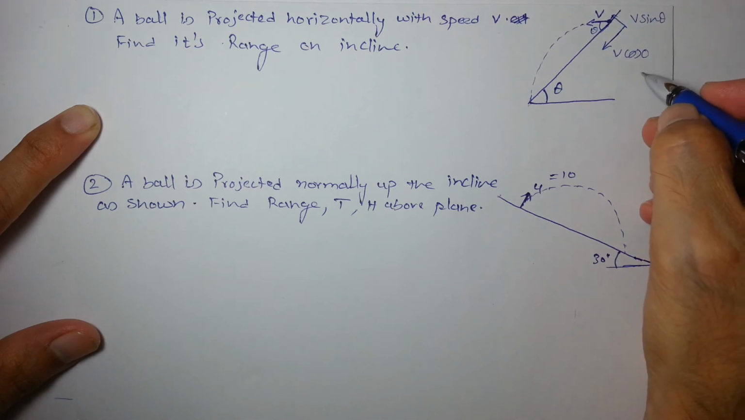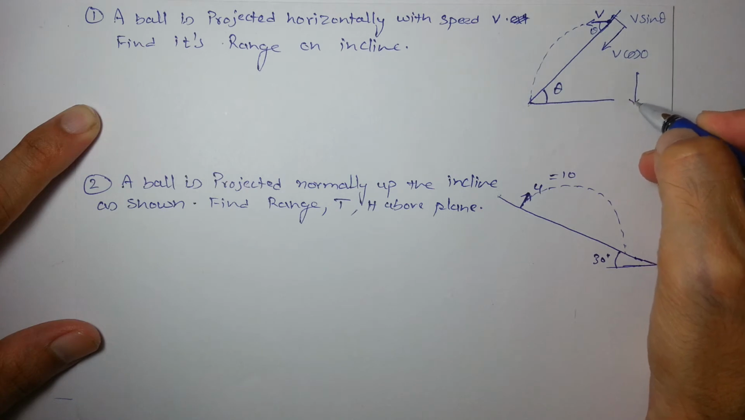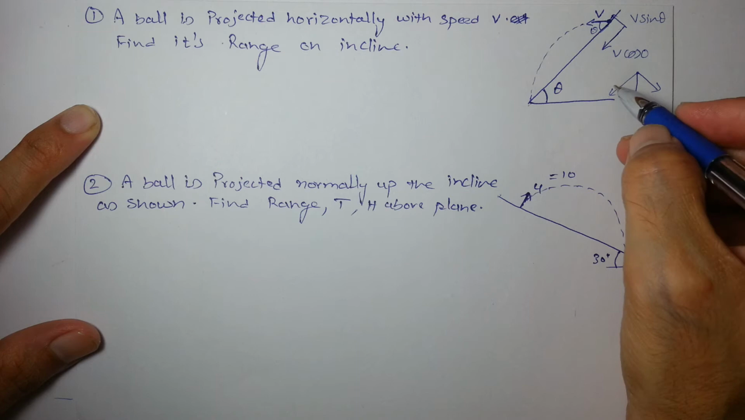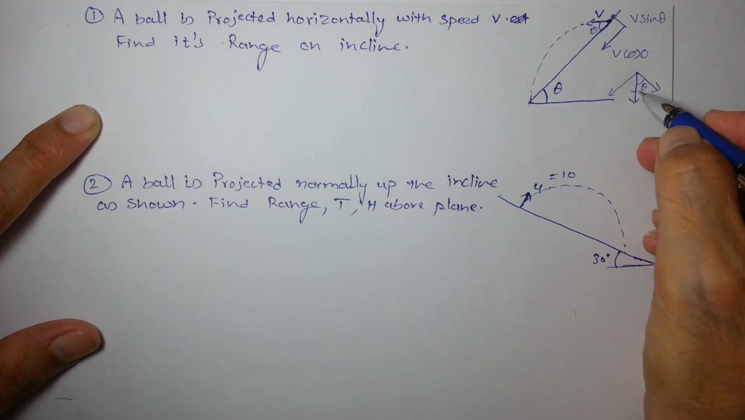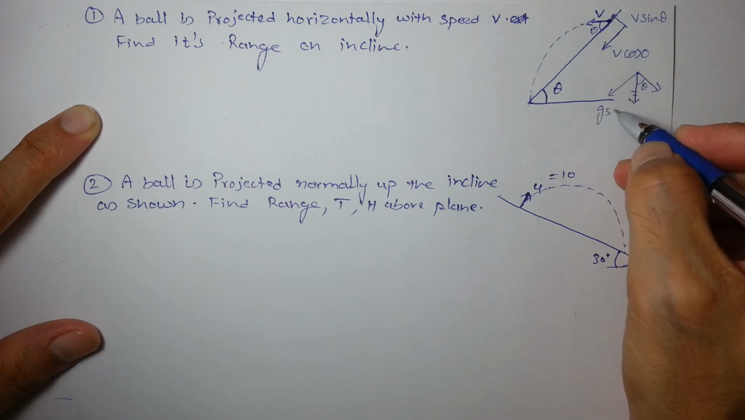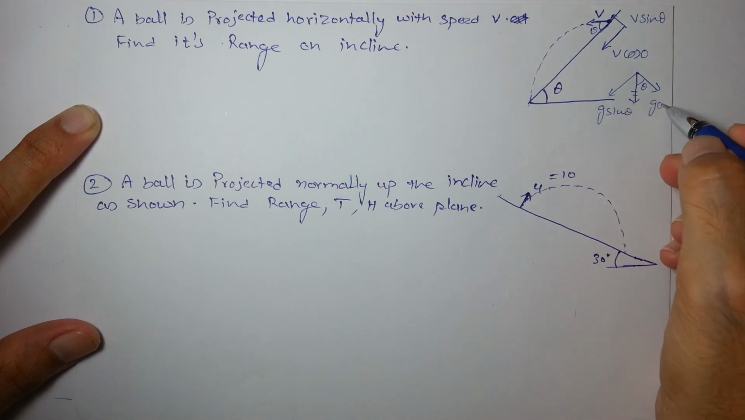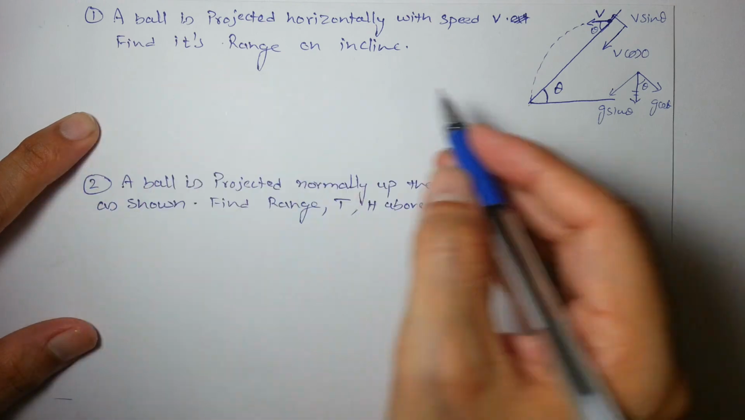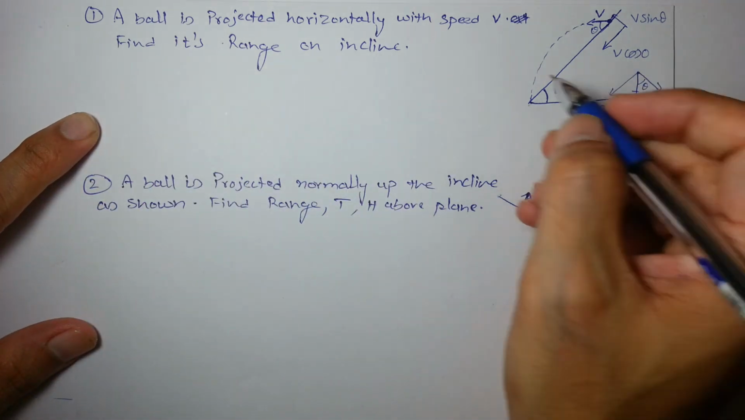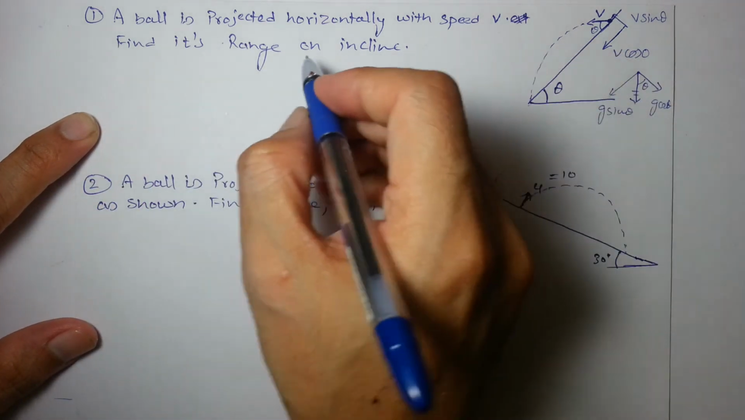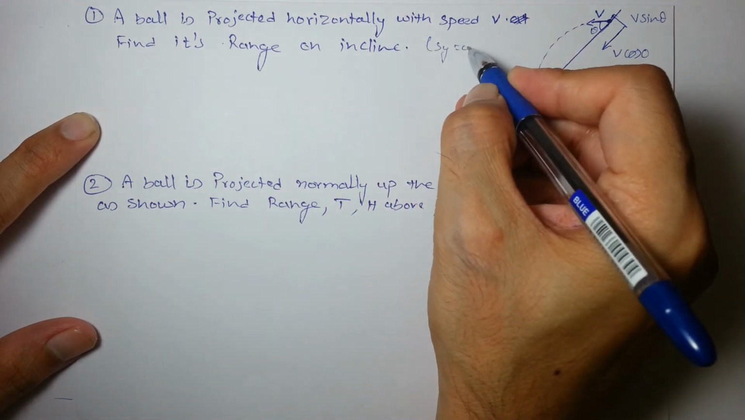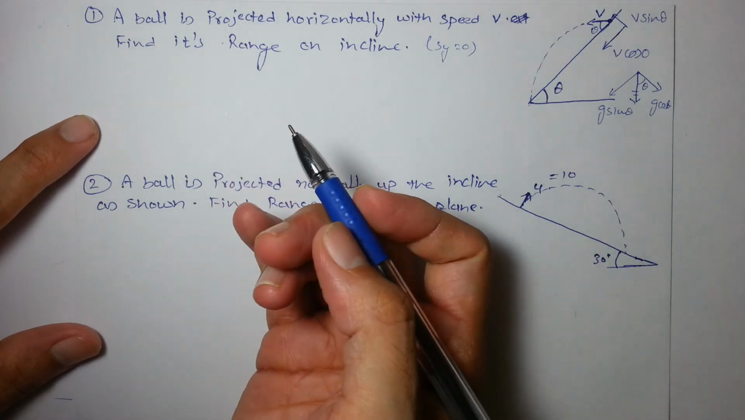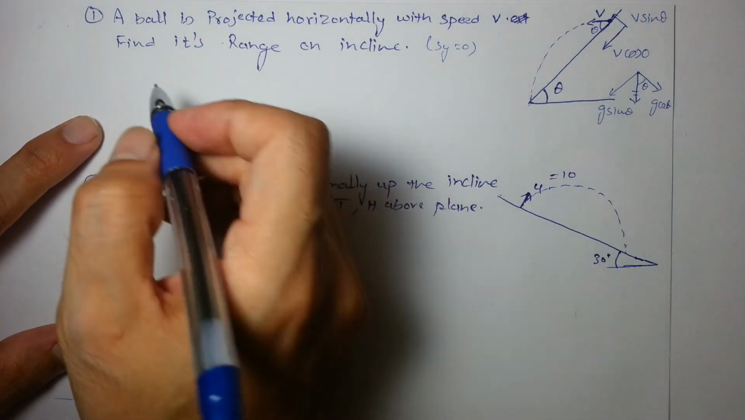What about accelerations? Acceleration is g, and taking the components of g, this angle will be theta, so we get g sin theta and g cos theta. So we have all the parameters, and sy is 0. This is the given term, sy is 0. So we can find the time and then the range.